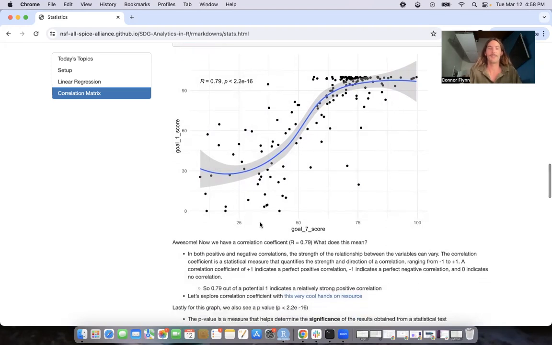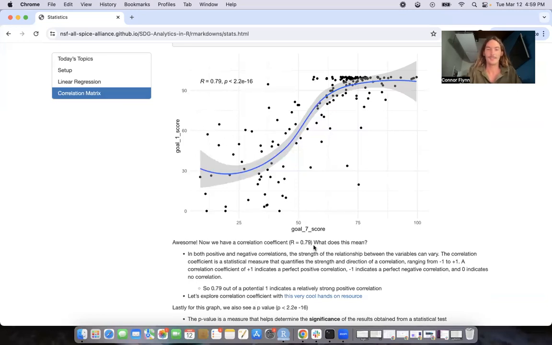So in both negative and positive correlations, the strength of the relationship between variables can vary. The correlation coefficient is a statistical measure that quantifies the strength and direction of a correlation, and it ranges from -1 to 1. So a correlation coefficient of 1 indicates a perfect positive correlation, -1 indicates a perfect negative correlation, and 0 indicates no correlation. So here we have 0.79 out of a potential 1, indicating a strong positive correlation.